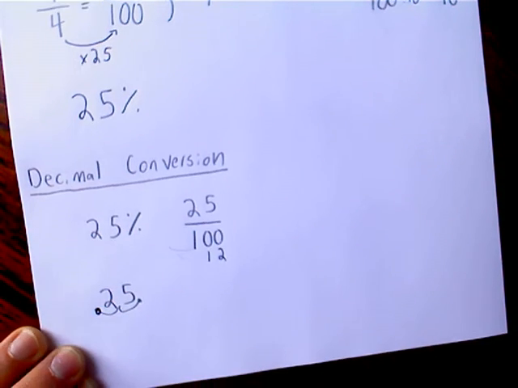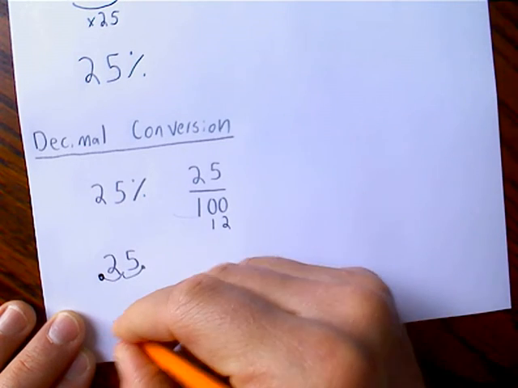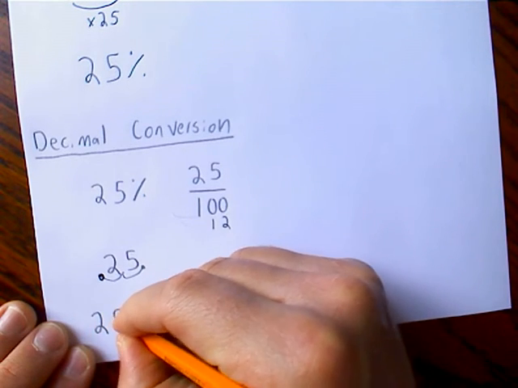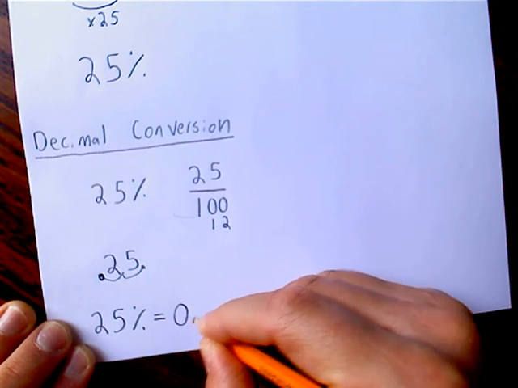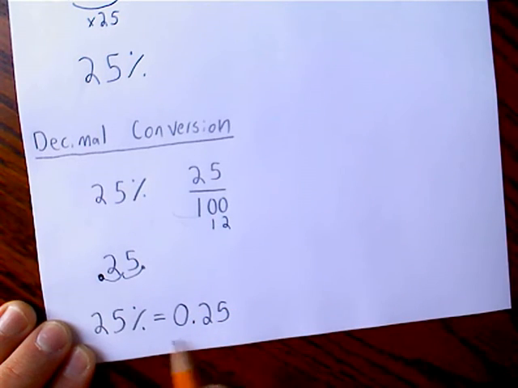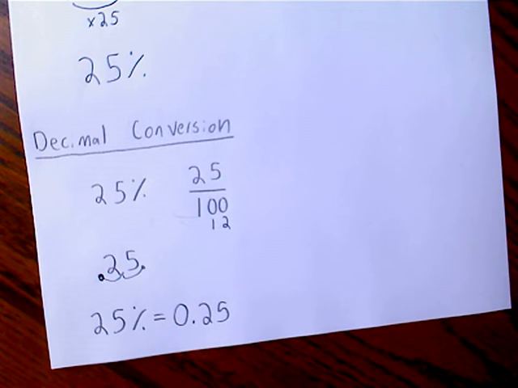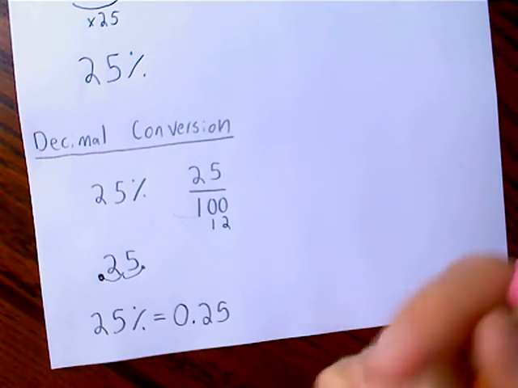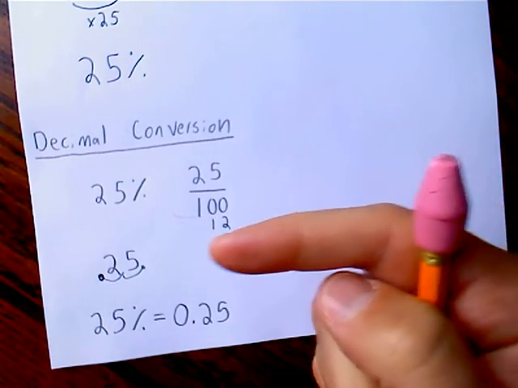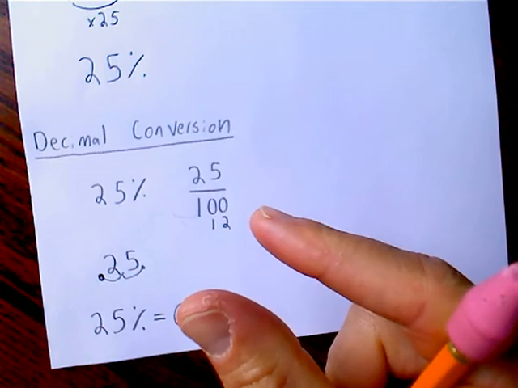There is my converted percentage. 25% equals, and I'm going to put a 0 in there, 0.25 or 25 hundredths. So that is converting a percent to a decimal. You just move the decimal place over to the left 2 times to make our number smaller.